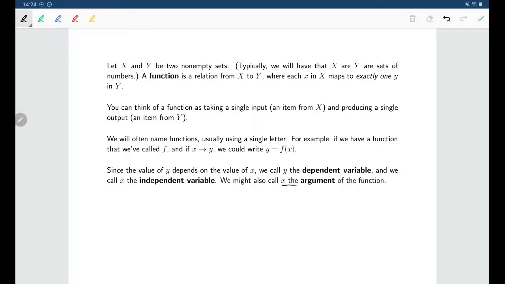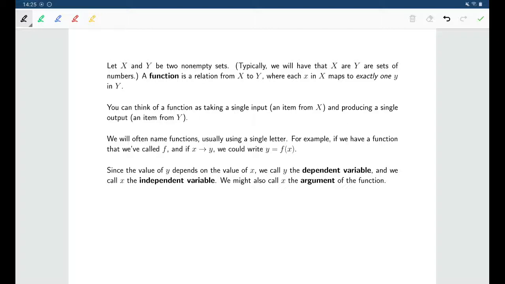Sometimes you'll also call x the argument of the function, and that gets used in a bunch of places, like, for example, if you're talking about a square rooting function and you wanted to talk about what's inside the square root, you would say that that's the argument of the square root. And same thing with some other kinds of functions. The thing that's going into the function, that's the argument of the function.